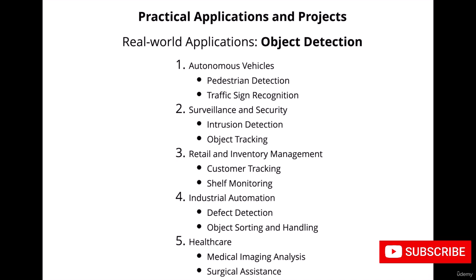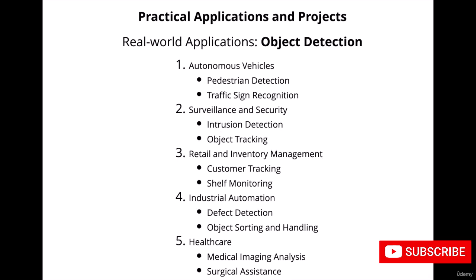This data helps retailers optimize store layouts, product placements, and marketing strategies to enhance the shopping experience. Shelf monitoring. Object detection is used in retail environments to monitor product shelves and inventory levels. It helps retailers detect out-of-stock items, identify misplaced products, and optimize replenishment procedures to ensure product availability and reduce stockouts.